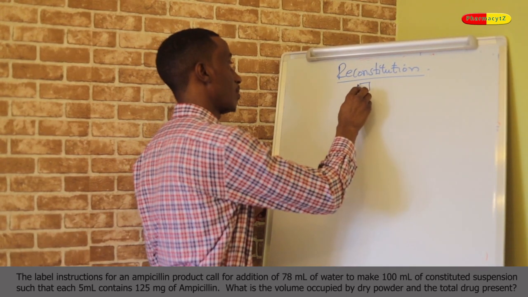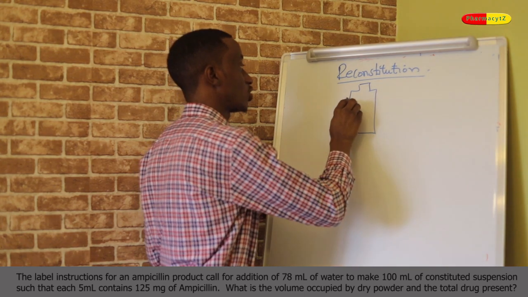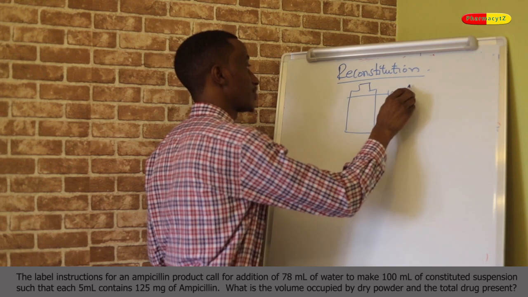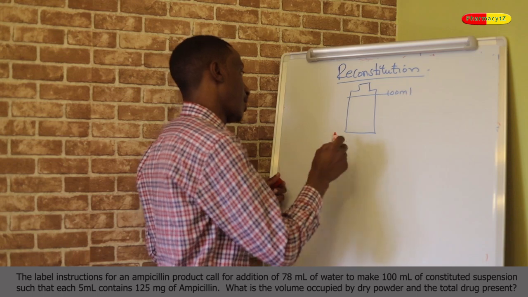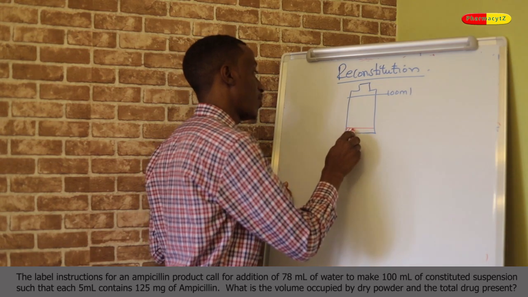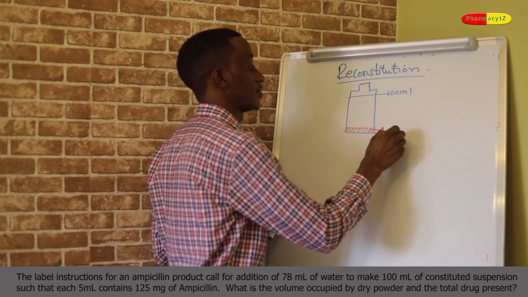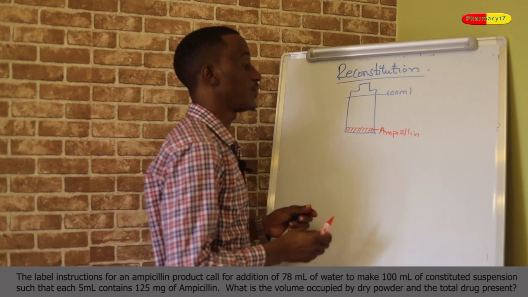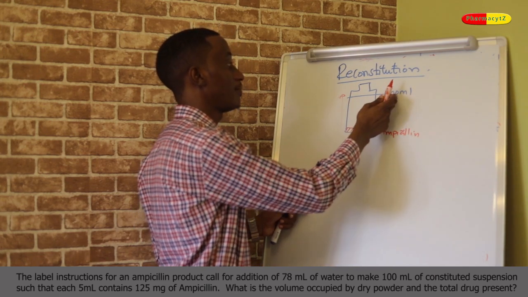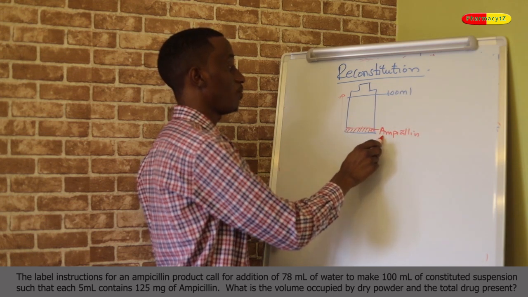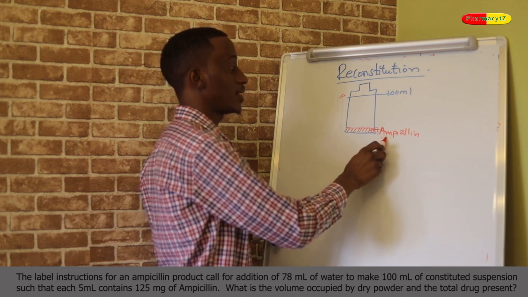So if this was your bottle of ampicillin suspension, it has a total volume of 100 ml. Now, this 100 ml, before that it contained a dry powder for ampicillin. This means that if you happen to add 100 ml, this volume will exceed 100 ml because already there is a volume occupied by ampicillin powder. So we need to know the volume occupied by dry powder.